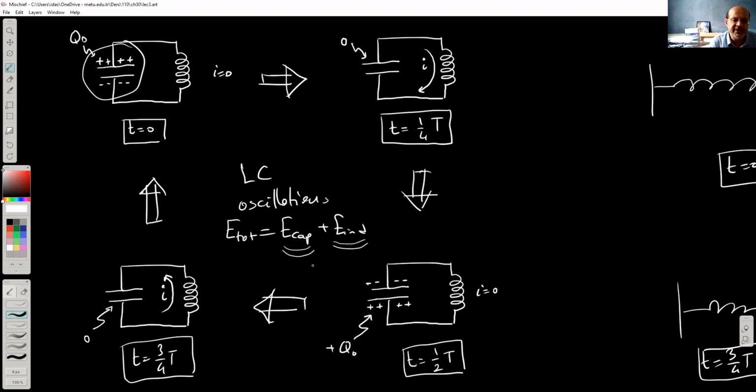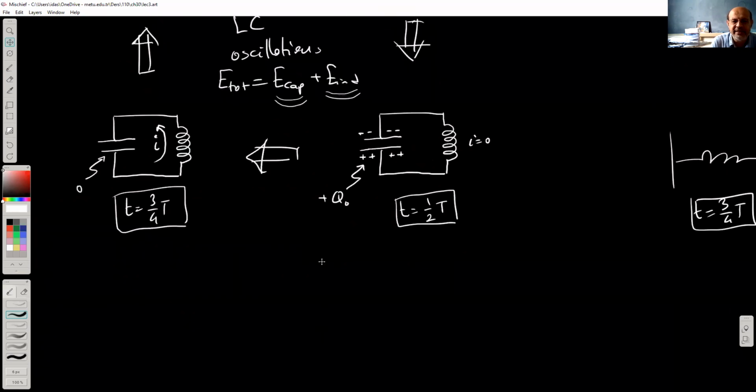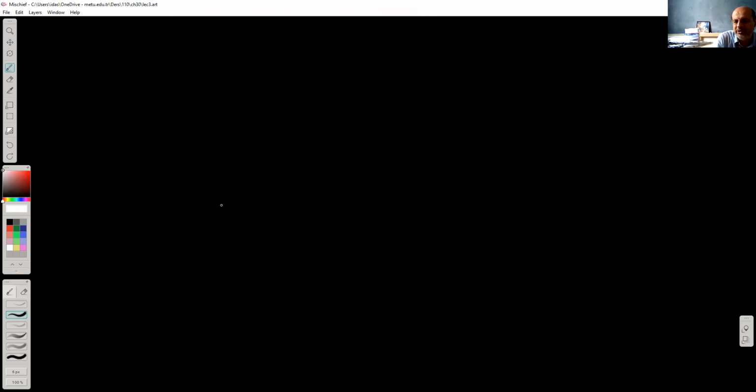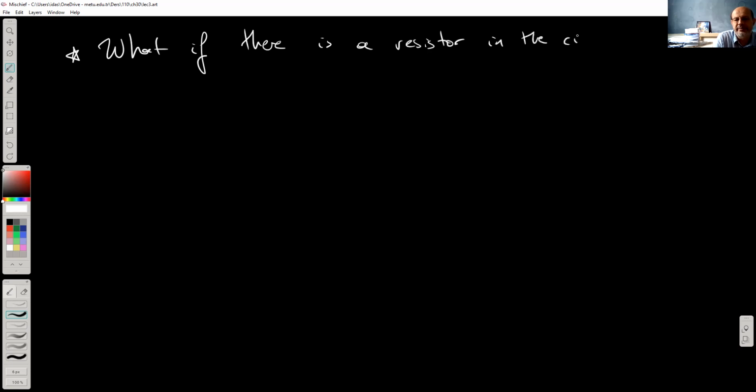So for me, this is just energy, right? I know that it's energy, so that's something undisputed. As a result, we have to use basically the undisputed concepts entirely. But if you want to make some analogies, of course, you can say that this is similar to kinetic energy and that's similar to potential energy or something like that. Okay. So the question is, what if there is a resistor in the circuit?